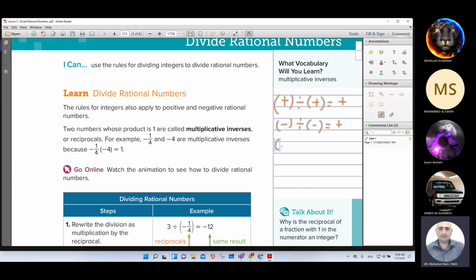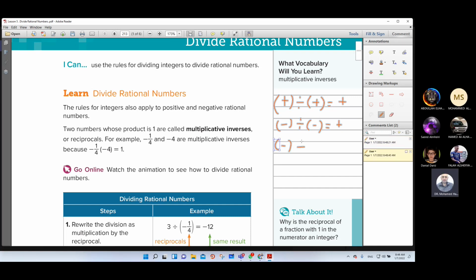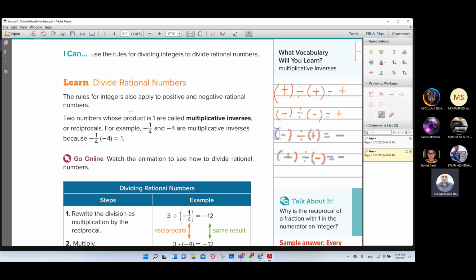And as you remember, negative divided by positive will be negative. And when you have positive divided by negative, you will get also negative. So when you divide two integers that have different signs, you will get negative. So the rules for integers also apply to positive and negative rational numbers.